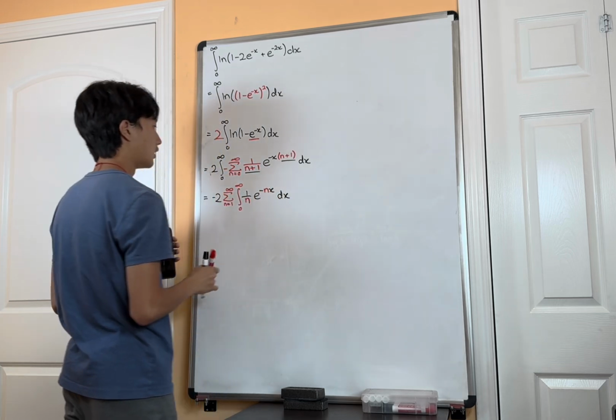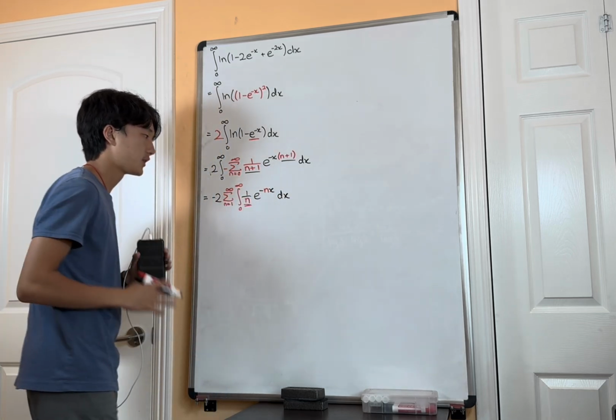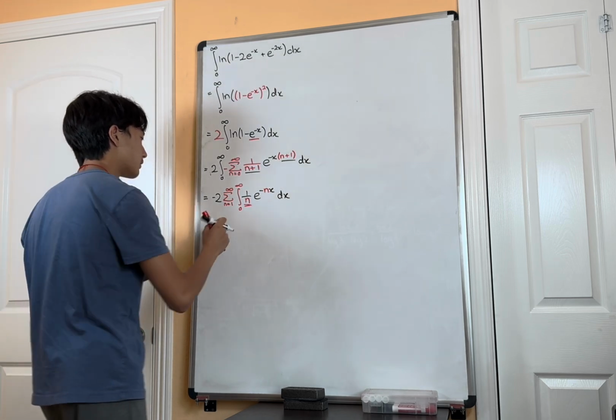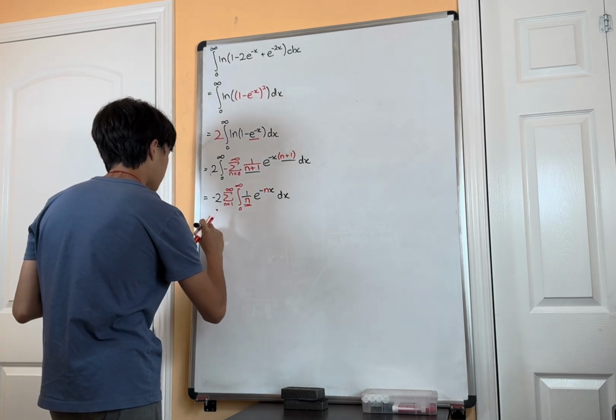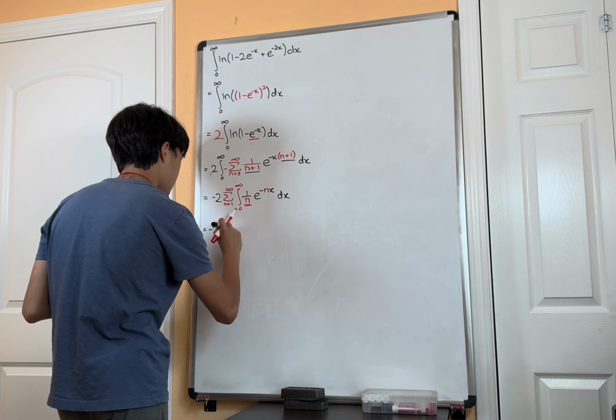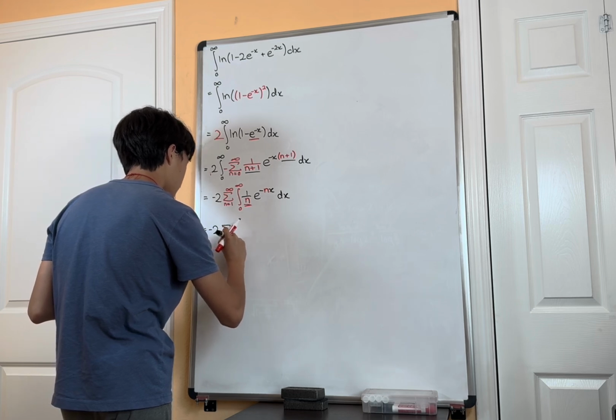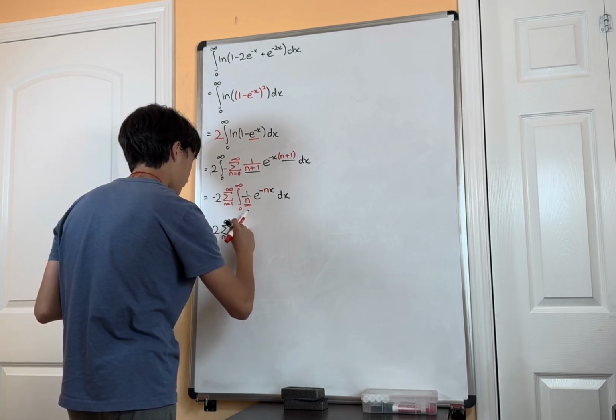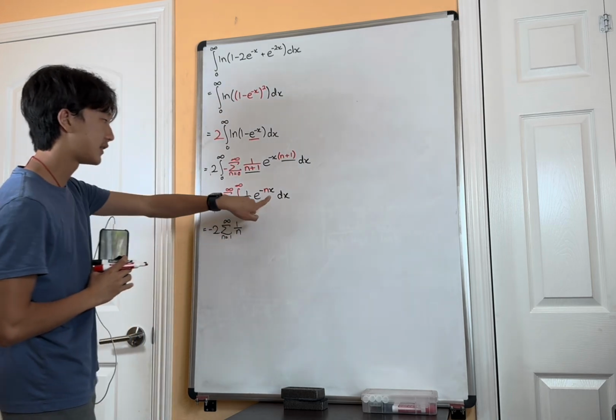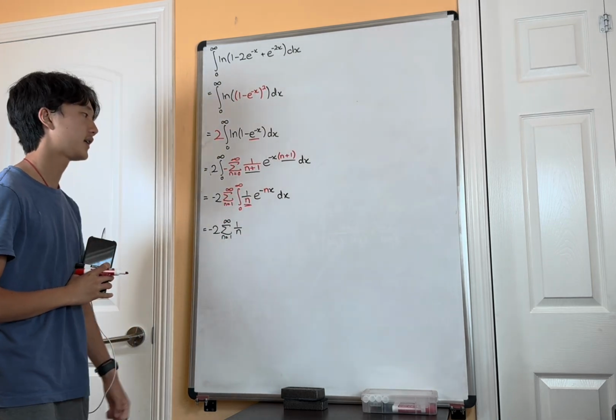dx. Also notice right here, this is also a constant, so let's go ahead and move that outside. So negative 2 times the sum from n is equal to 1 to infinity of 1 over n. And then let's just go ahead and integrate this guy, right? Just e to the negative nx.